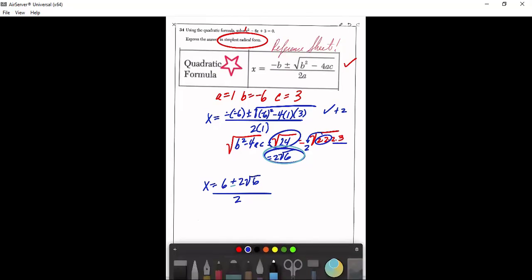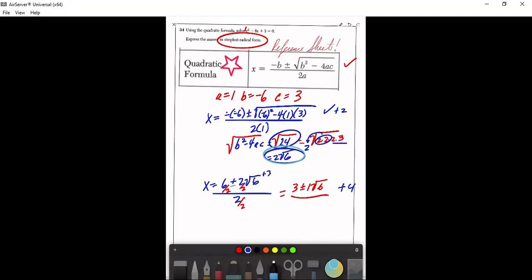Now, last thing, we can simplify this. This has a 2. We can pull out a 2 and a 2. So this is going to be 3 plus or minus 1 square root of 6. We don't have to put this over 1 because anything divided by 1 is itself. So this is our simplified answer. This is what they expect you to be able to do. And this is 4 points. If you get to this point and you don't simplify or factor out a 2, you get 3.